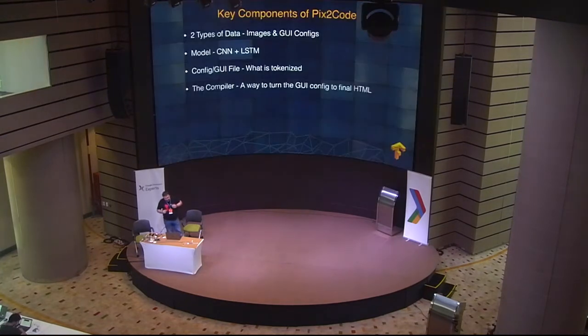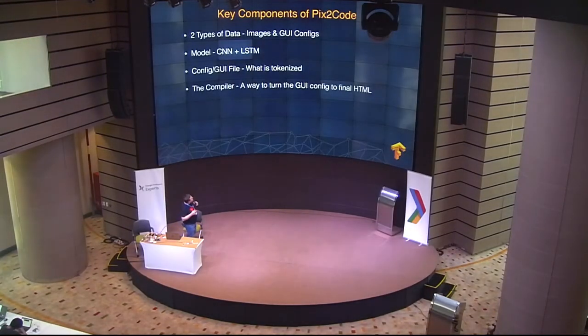So, okay, how does it work? What we're going to do is take two types of data. We're going to take images, and we're going to take these GUI configs that are a representation of what that particular HTML page would look like. We're going to feed them into first a CNN for the image and an LSTM for the text. We're then going to tokenize it, and we're going to use an output which is going to predict tokens that would be elements of an HTML page.